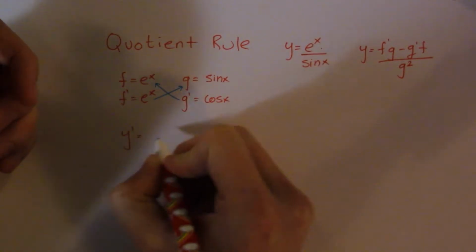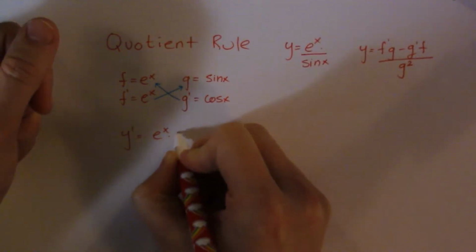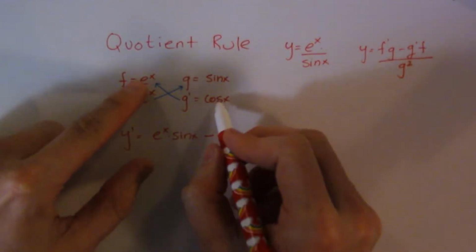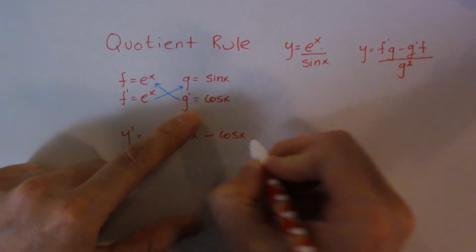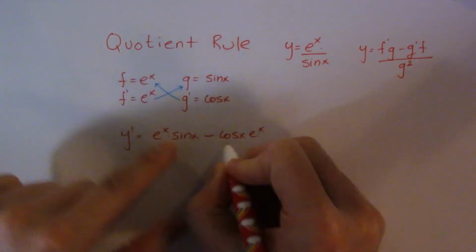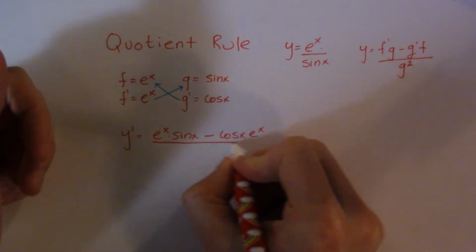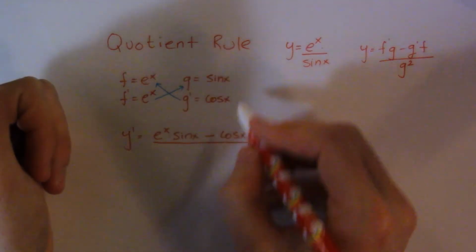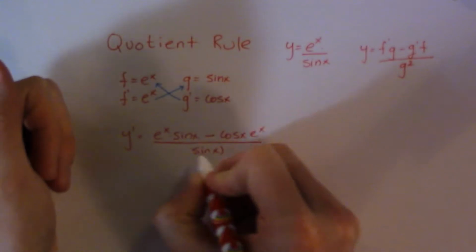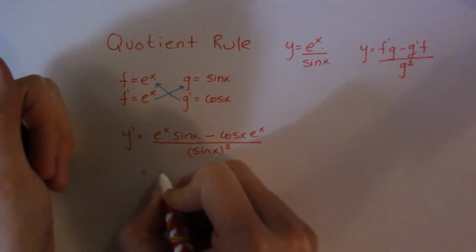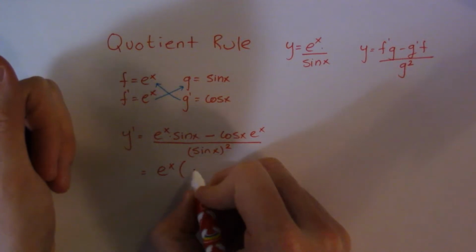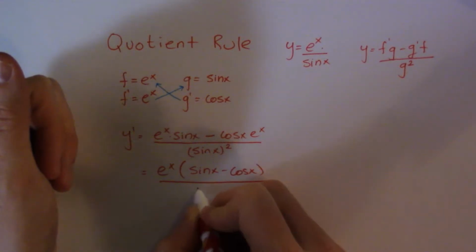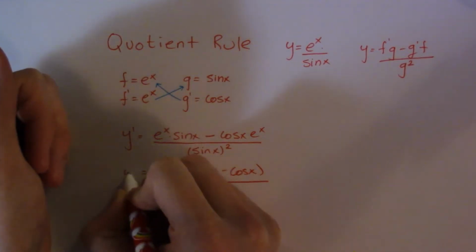So I get y prime is equal to e to the x times sine x. So that's my first. And then minus, and again, it doesn't really matter what you put first in terms of cos x times e to the x. I could have put the e to the x times cos first. That's not what I really care about, but I don't want these backwards overall. And divide it by this guy right here, so sine x squared. There's not much I can do to simplify this. I can take an e to the x out on the top, and I get left with sine x minus cos x all over sine squared x. And there it is.